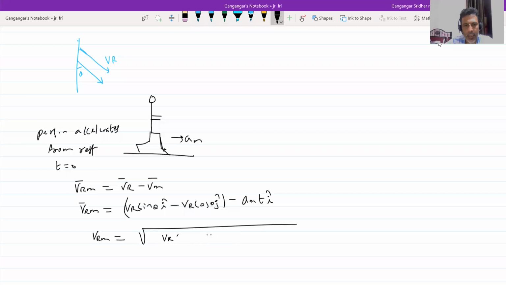I'll group all this. VR sine theta minus AM whole square plus.